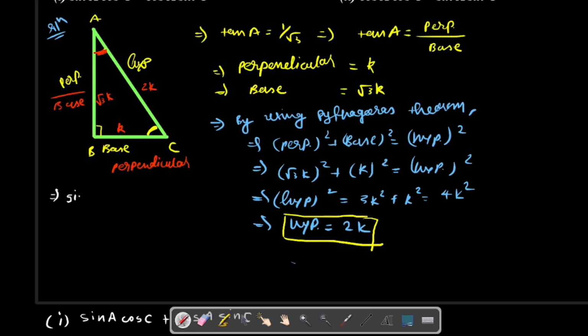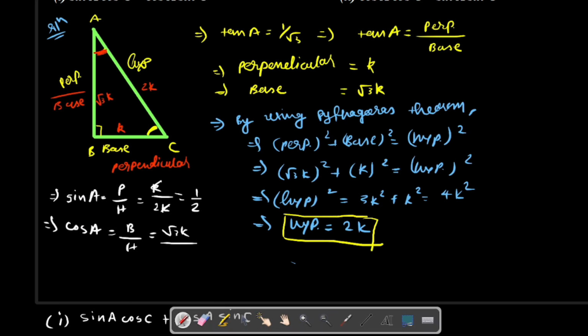So sin A is equal to perpendicular upon hypotenuse. Here the perpendicular is K and the hypotenuse is 2K, so K cancels out and the value becomes 1 upon 2. Similarly, cos A is equal to base upon hypotenuse. Here the base is root 3K and the hypotenuse is 2K, so K cancels out and the value becomes root 3 upon 2.